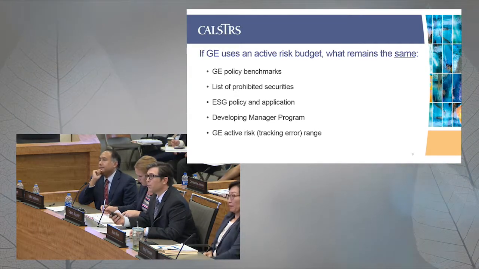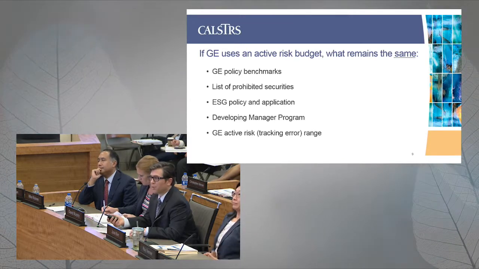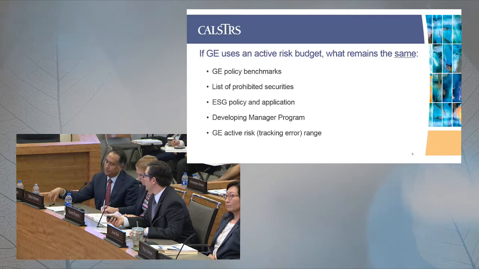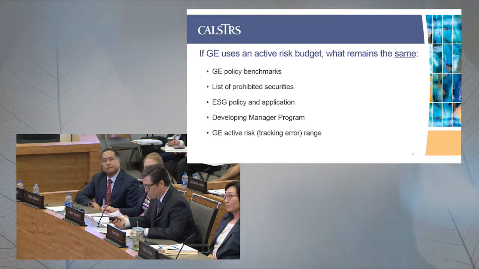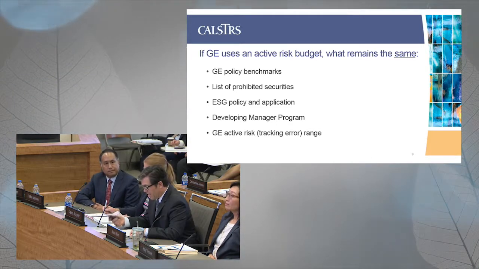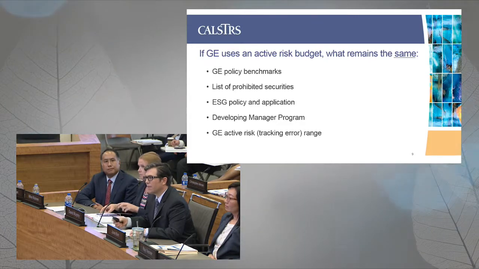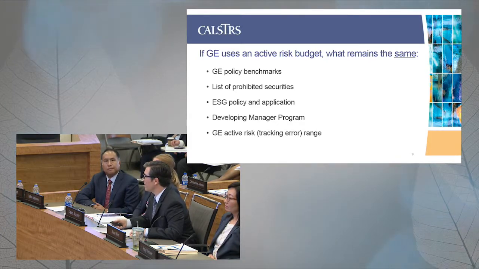As for the developing manager program, CalSTRS is committed to diversity in all aspects of the organization, including our investments. We've been a long-time supporter of this program, and that's not going to change. And then finally, it's important to note that the active risk range of the portfolio will remain essentially the same. An active risk budget framework simply makes risk management more transparent and explicit, and we're going to go through some more details of that later in the presentation.